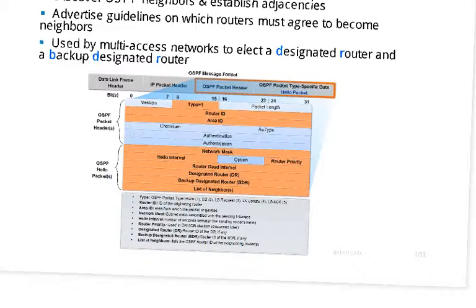So I think that's all. The hello packet is also used by multi-access networks to elect a designated router and backup designated router. So that's what we have mentioned, and this is a very important feature which did not exist before in the case of EIGRP. So that's one extra purpose for the hello packets, other than just to discover neighbors. Any questions so far?